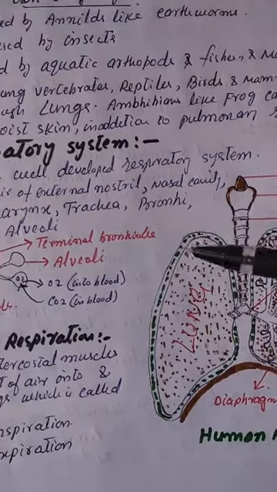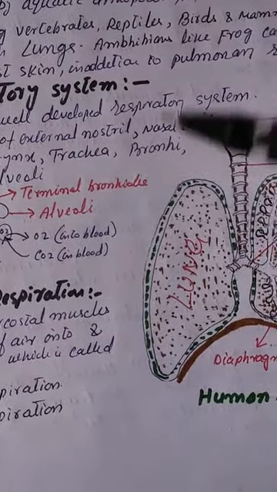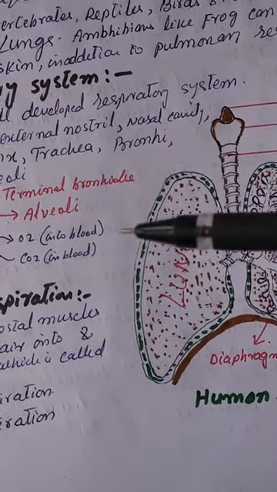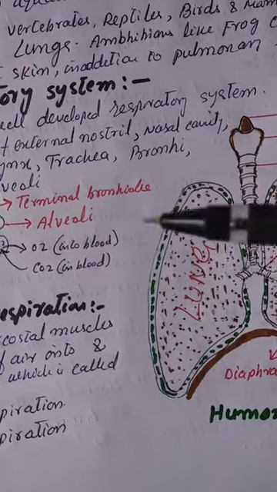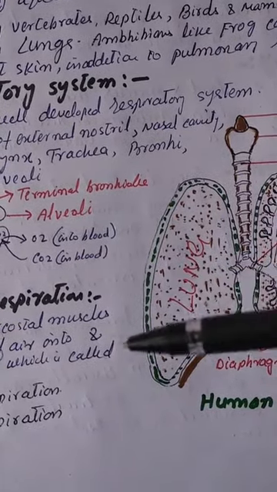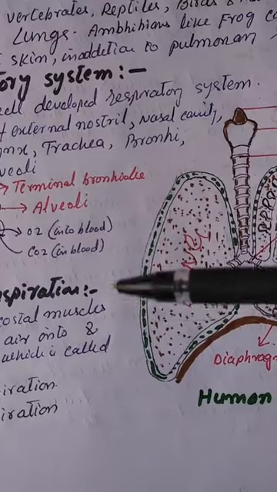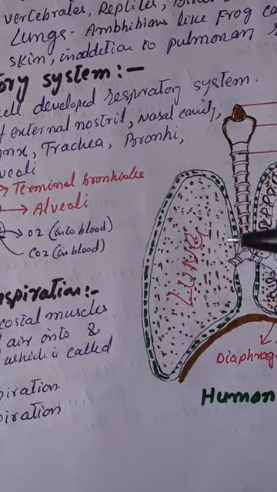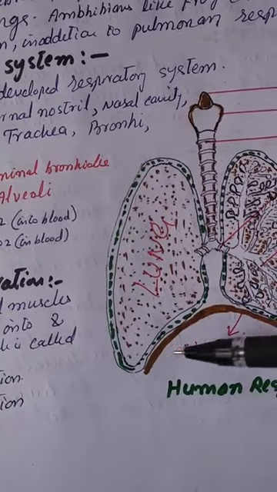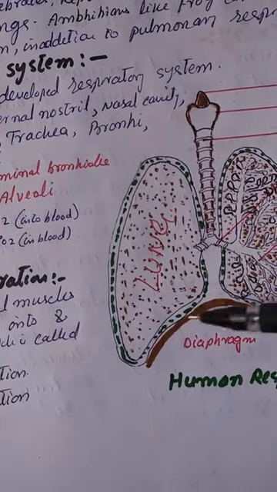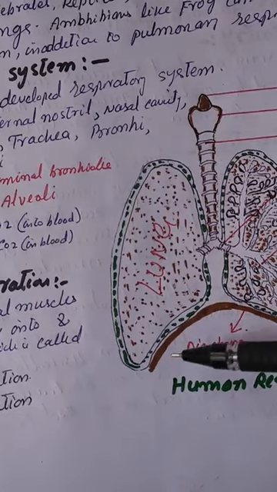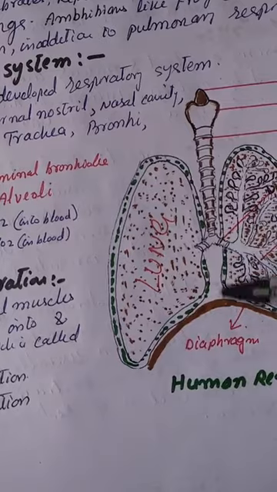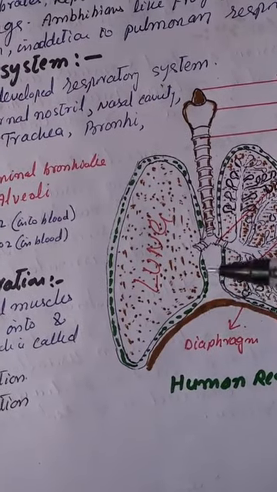Now, the various steps or mechanism of respiration. The mechanism of respiration or breathing consists of inspiration and expiration. Now, this respiration is helped by the diaphragm, which is a dome-shaped structure lining the thoracic cavity and separating the lungs from the abdominal cavity. This is known as diaphragm.